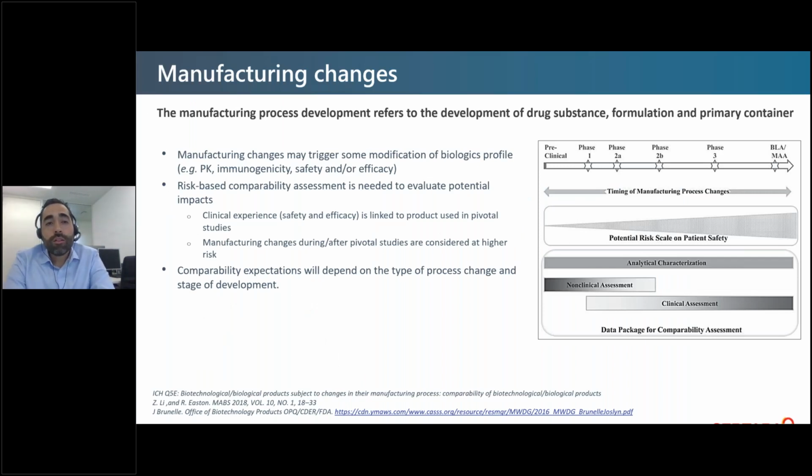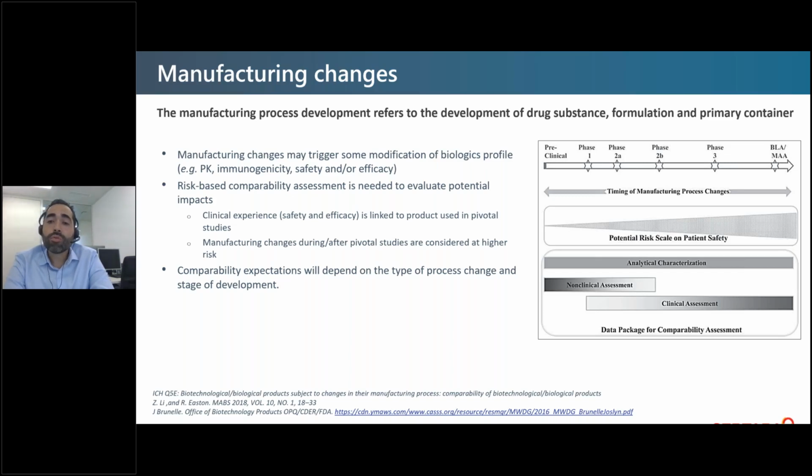As you know, monoclonal antibodies are complex compounds, and we may face a lot of manufacturing changes during the development. This is quite a usual situation, and these manufacturing changes may occur on the substance, on the formulation, and also on the primary container. All these changes may trigger a modification of the biological profile, including the pharmacokinetics, the immunogenicity, the safety, and also the efficacy. However, what is important is to evaluate the risk related to these changes.